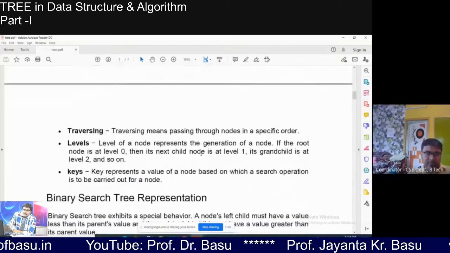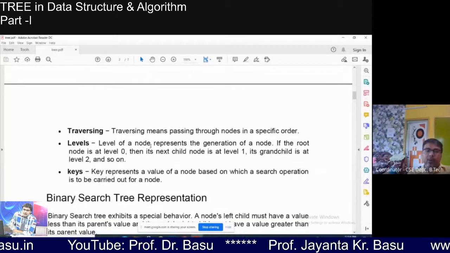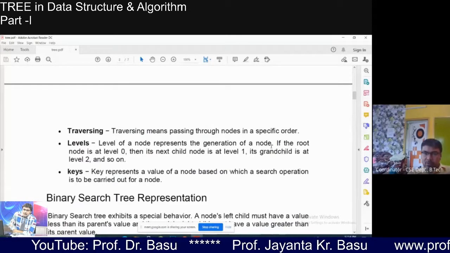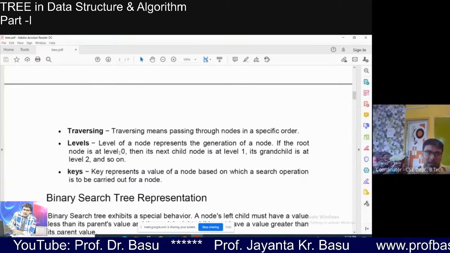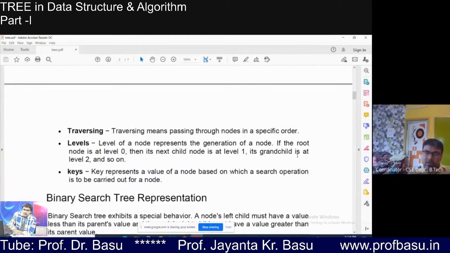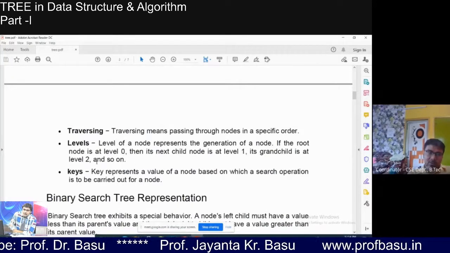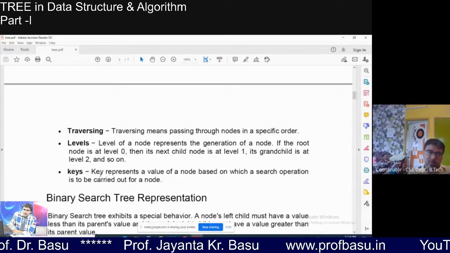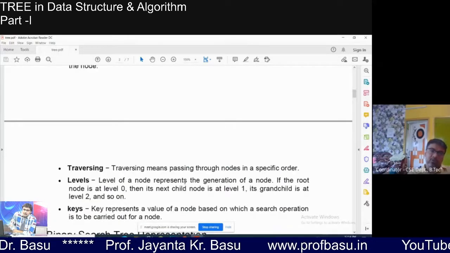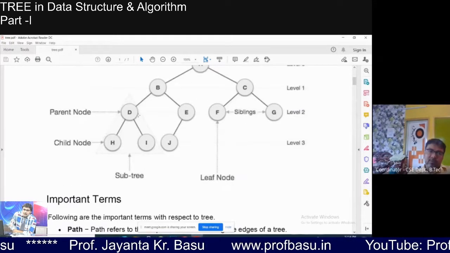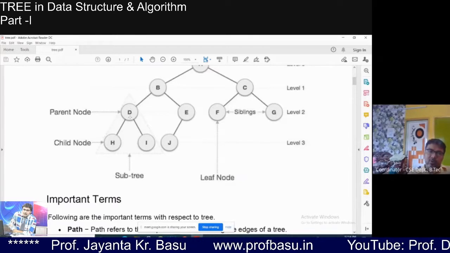And level. The level of a node represents the generation of a node. If the root node is at level 0, then its child node is at level 1, its grandchild is at level 2, and so on. Key represents the value of a node based on which a search operation is to be carried out for a node. These are called the key. It may have any value, or I can consider them different records.